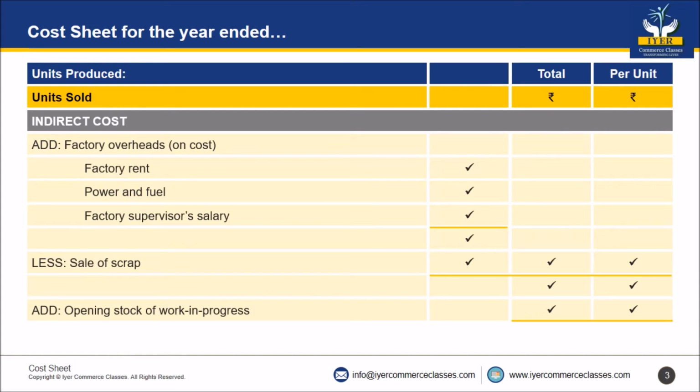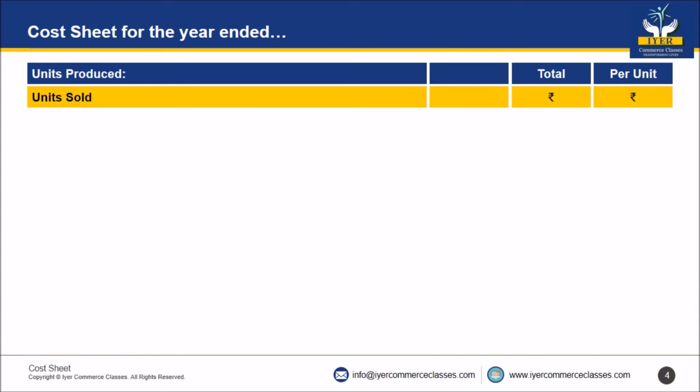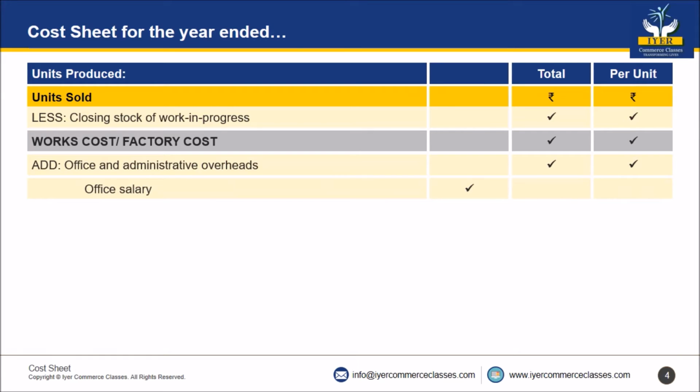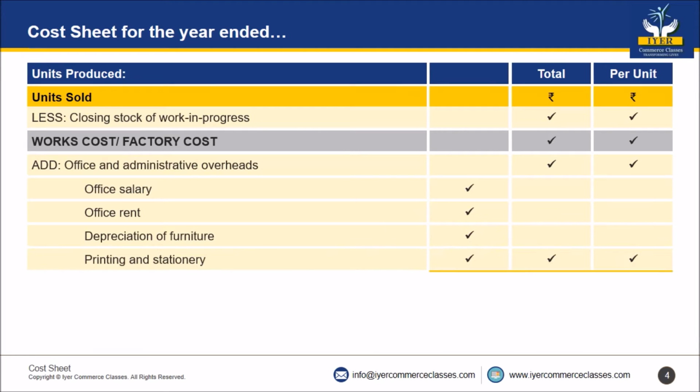After that you add opening stock of work in progress, less closing stock of work in progress. We get works cost, also called factory cost. Then we add office and administrative overheads. Example, office salary, office rent, depreciation of furniture, printing and stationery, etc. You add up all these, write them in the total column and calculate the per unit. You get cost of production.